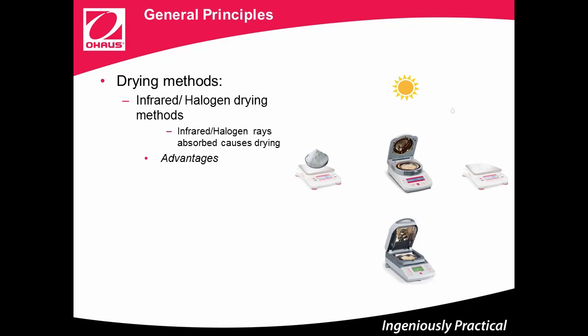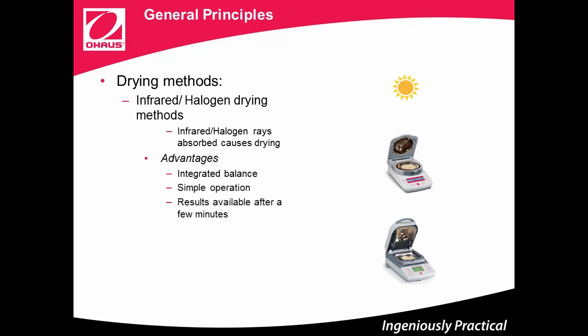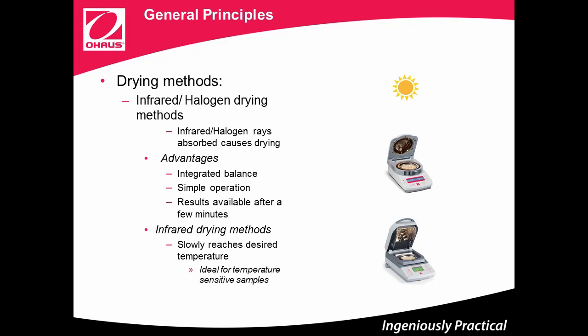The infrared or halogen drying method has many advantages when compared to the traditional drying oven method. There is no need for extra scales or timers, because while drying, the precision balance integrated in the instrument continuously measures the sample weight and time, all in one instrument. Simple operation with little manual effort. Results are available after a few minutes, a shorter measurement time compared with the traditional oven method. The infrared moisture analyzer slowly reaches desired temperature, making it ideal for temperature-sensitive samples. The halogen moisture analyzer quickly reaches desired temperature and can be precisely controlled, making it ideal for most samples.